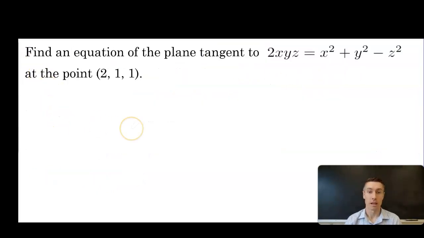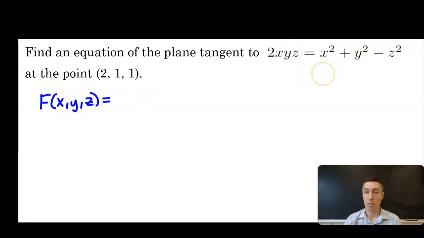Okay, so let's put this into application. Find an equation of the plane tangent to 2xyz equals x squared plus y squared minus z squared at the point (2, 1, 1). All right, so first we are starting with an implicitly defined surface. We could not solve this for z if we tried, but it is a 3-dimensional surface. So we're going to go up a dimension and define a function, f of x, y, z.